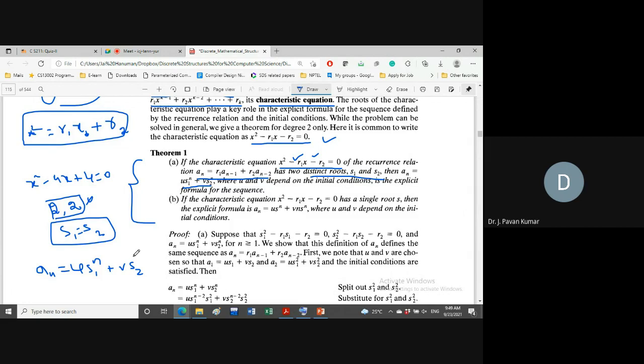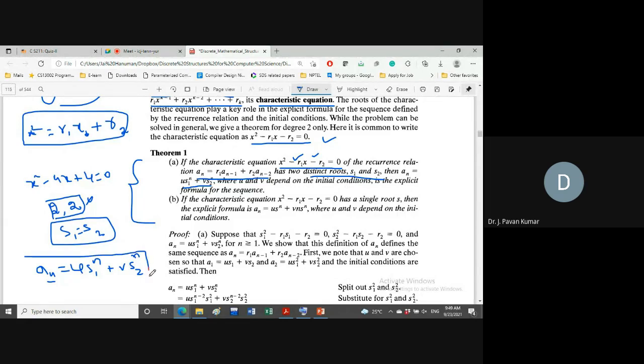What are s1 and s2? Now you tell. Distinct roots of the characteristic equation. This is the characteristic equation we are considering, and for it two distinct roots exist. Those are S1 and S2. Then the direct formula is U into S1 power n plus V into S2 power n. Now S1 and S2 we know, and n is the generalized variable, so we need not worry about n. But what are the values of U and V? This is the question. Try to understand this.